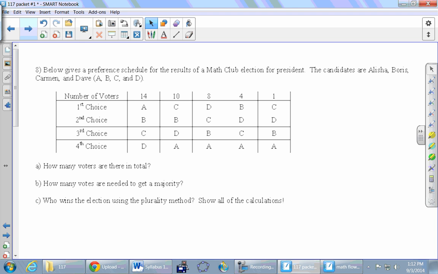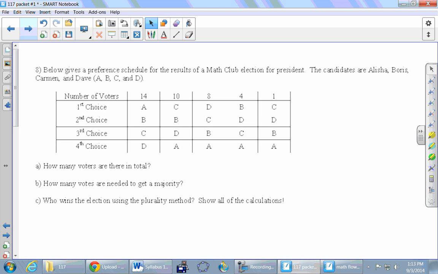And we'll take a look at number 8. And we'll go around to this table right here for our next reader. Could you read 8, please? Okay, so again, this thing right here is called a preference schedule, thank you. And the first question says, how many voters are there?